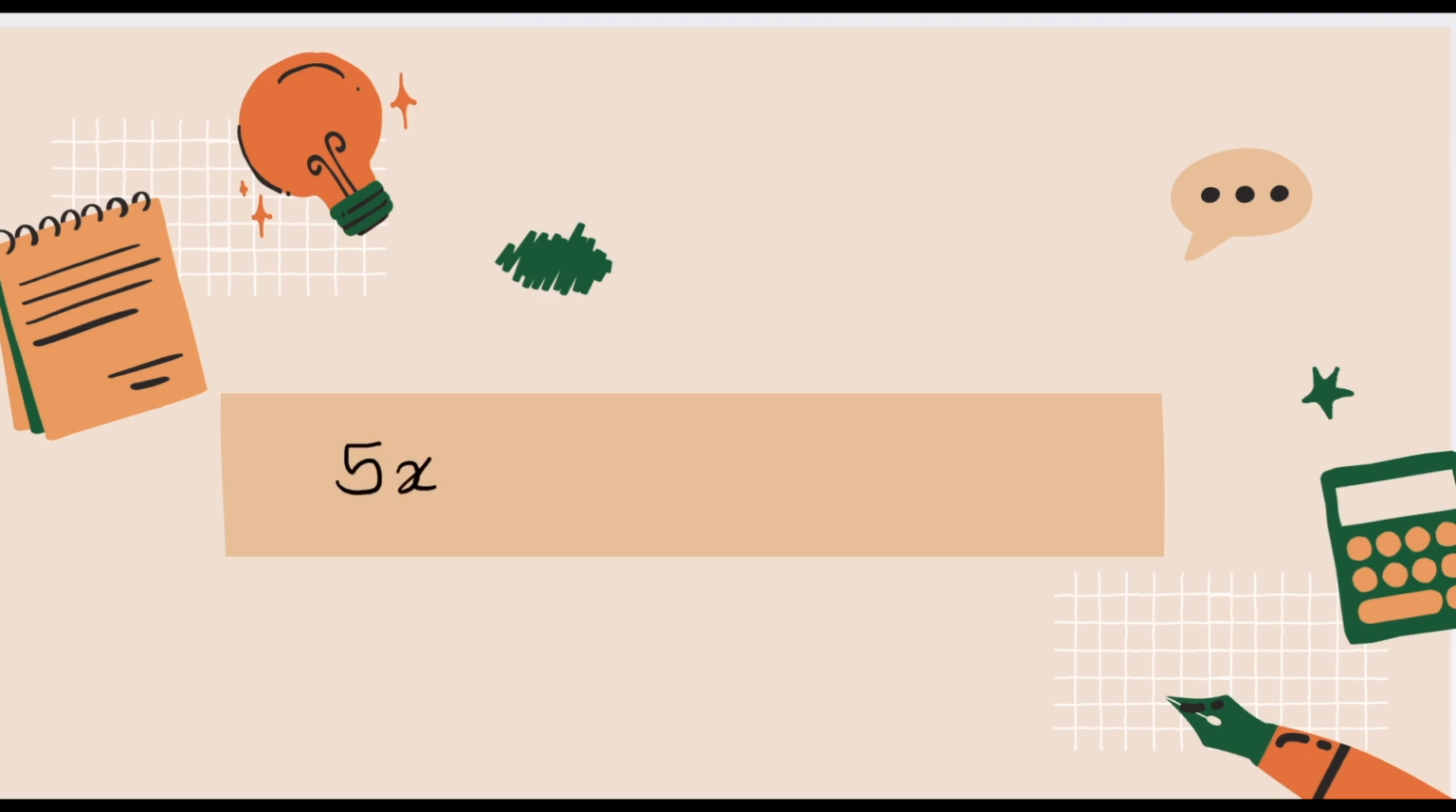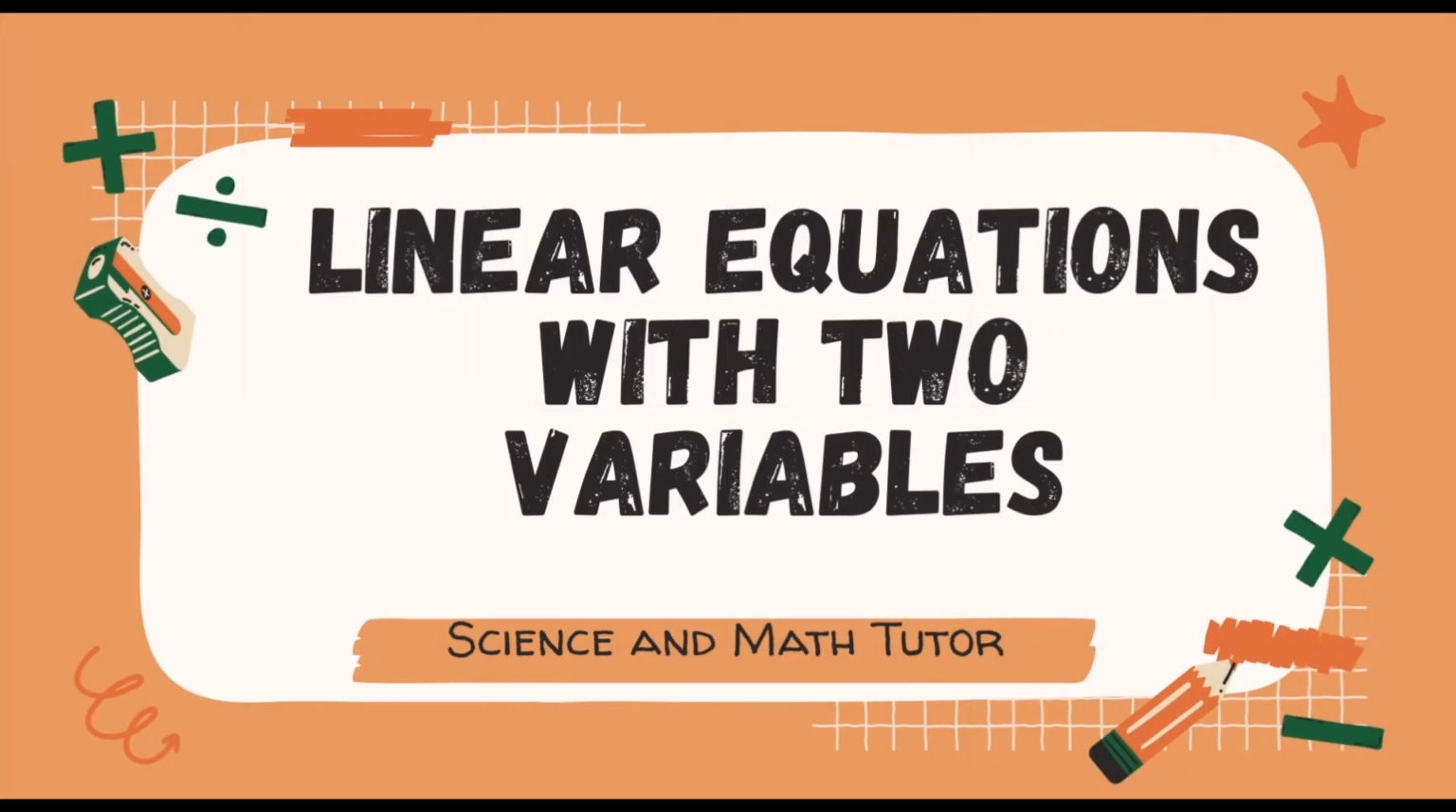Have you ever looked at something like this and thought, what in the world does that mean? Then, this video is for you. By the end of this video, you're going to look at that equation and think, oh, that's easy. Today we are breaking down linear equations with two variables, what they mean, where they show up in real life, and three powerful methods to solve them. We are going all in.